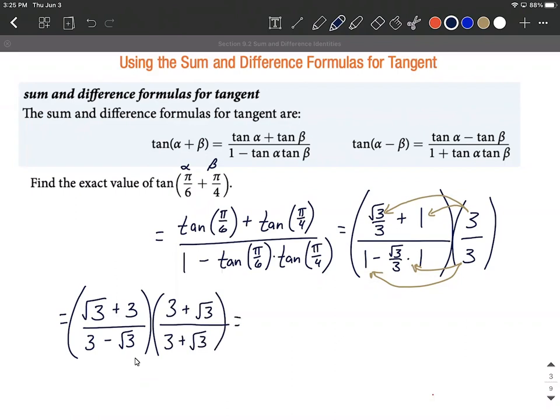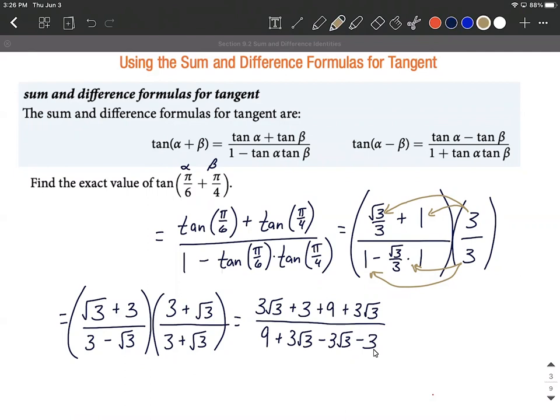All right, from here, it does take a little bit of effort to go first, outer, inner, last, and just take our time and distribute. So in the numerator, I'm going to go square root of 3 times 3 is 3 square root of 3. That's my first. My outer, square root of 3 times square root of 3 is going to be plus 3. And then inner, 3 times 3 makes 9. And last, we have 3 times square root of 3. So plus 3 square root of 3. Something very similar going on in our denominator. I'm going to go kind of quickly on this, but we go first, outer, inner, last, to get what we end up with in the denominator.